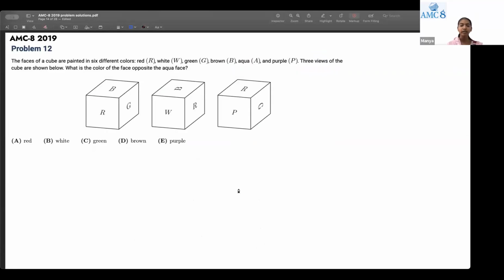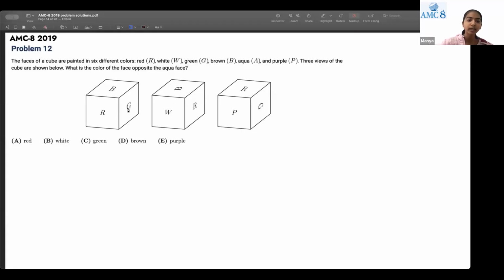And so they're showing 3 different rotations of the cube. First of all, this is the first rotation. When they turn the cube sideways, they turn it counterclockwise, so the red will be moving over here, and then the green will disappear since the green is on the back side. And so the side that is opposite to the green is actually W.